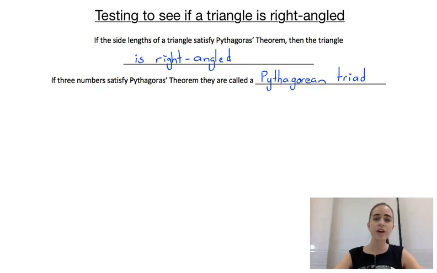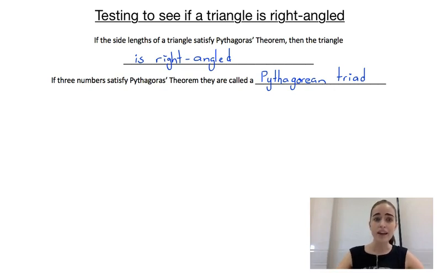In this video, I want to have a look at how we can use Pythagoras' theorem to test whether a triangle is a right-angled triangle or not. So we know that if we have a right-angled triangle, then it satisfies Pythagoras' theorem, but it also works the other way. So if we have a triangle and we don't know whether or not it's right-angled, if the three side lengths satisfy Pythagoras' theorem, then it has to be a right-angled triangle. So that's how we can check.